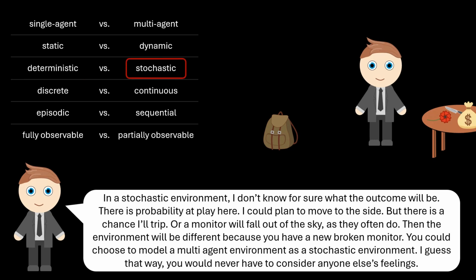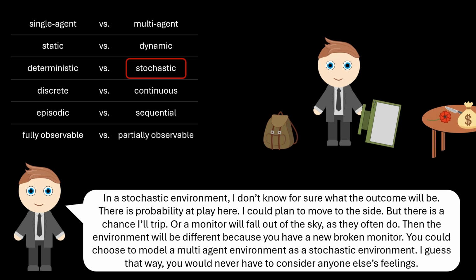In a stochastic environment, I don't know for sure what the outcome will be. There's probability at play here. I could plan to move to the side, but there's a chance I'll trip. Or a monitor will fall out of the sky, as they often do. Then the environment will be different because you have a new broken monitor. You could choose to model a multi-agent environment as a stochastic environment. I guess that way, you would never have to consider anyone else's feelings.